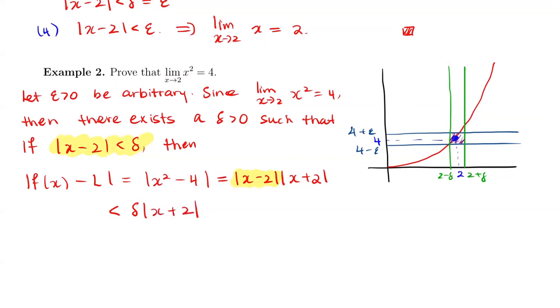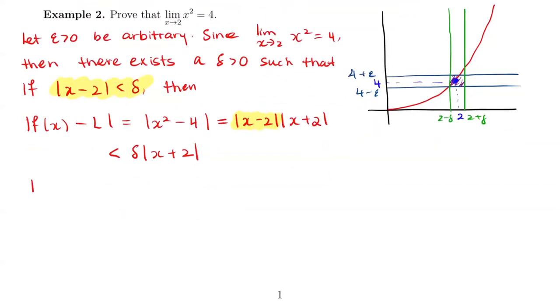All right. So how can we bound the x plus 2 here? Well, here's the thing. Let's choose a delta here. So let's say we let delta be 1, for example. So let delta equal 1. Then, if we have a look at the bound of this part over here, we have that the absolute value of x minus 2 is less than delta, or less than 1.